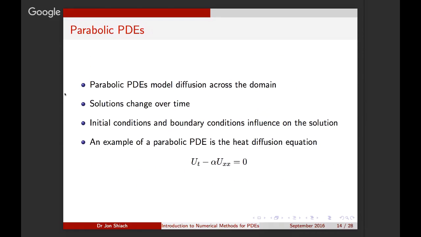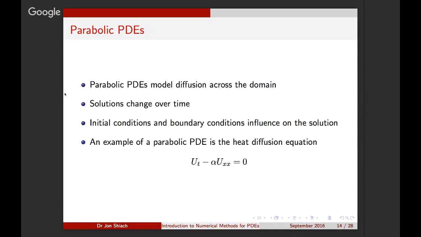Okay, parabolic. These are PDEs that model diffusion. For example, heat diffusion. If you have a metal bar, the temperature across the bar can be modeled by the heat diffusion equation. In parabolic PDEs, solutions do change over time. Therefore, they're affected by their initial conditions. So if you start off with different initial conditions, you'll have a different solution.